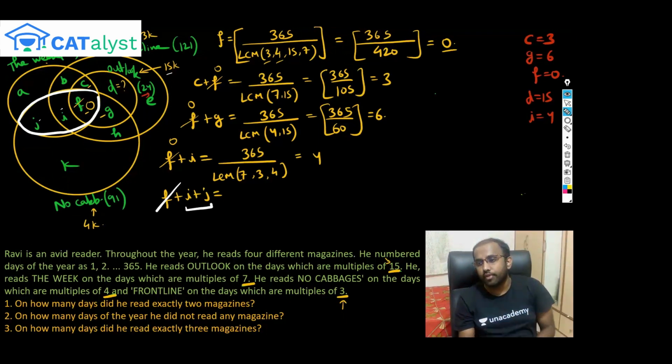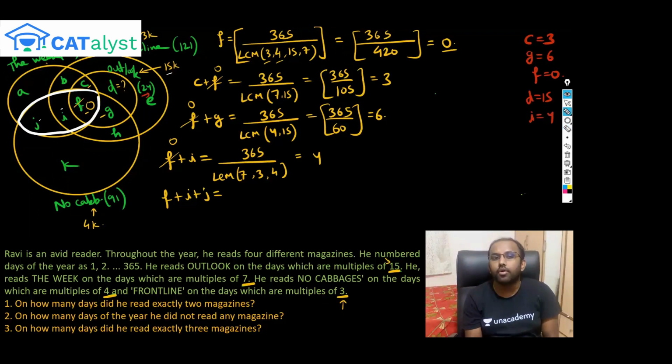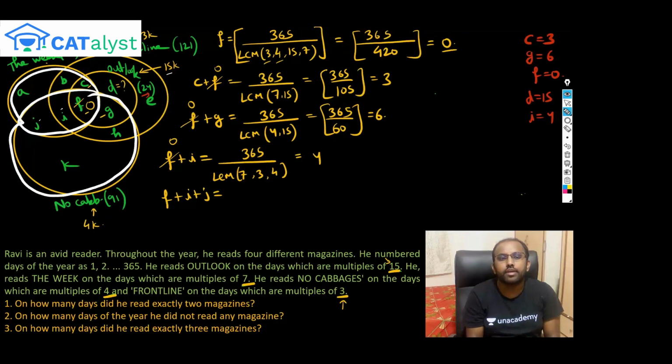Whereas f plus I plus j is basically the intersection part of these circles here. Which two circles, guys? One circle is this one, and one circle is this one, right? These are part of these two circles actually. Correct, right? So what is f plus I plus j?